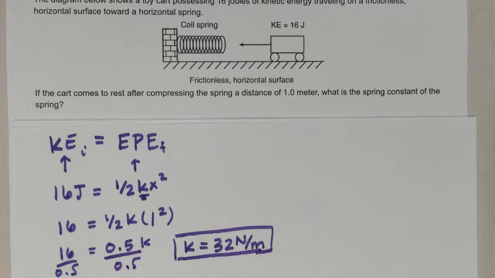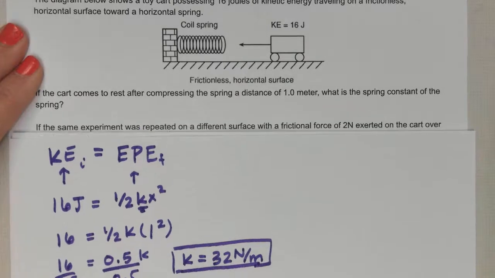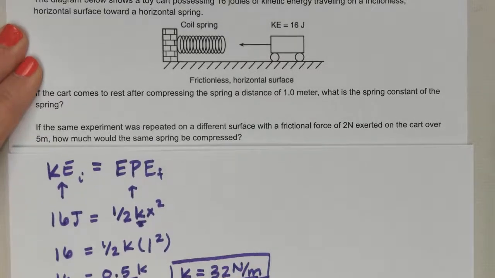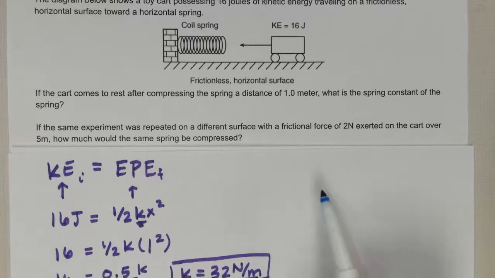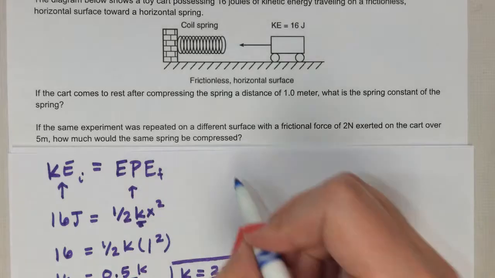All right, let's look at another problem related to this one, just as an extension piece. In this problem, it said to assume that it was frictionless, but let's pretend for a second that it's not. What if we did this exact same experiment, but on a surface that had friction? And that's what the second part of this question says. If the same experiment was repeated on a different surface with a frictional force of 2 newtons, so let's go ahead and label that.